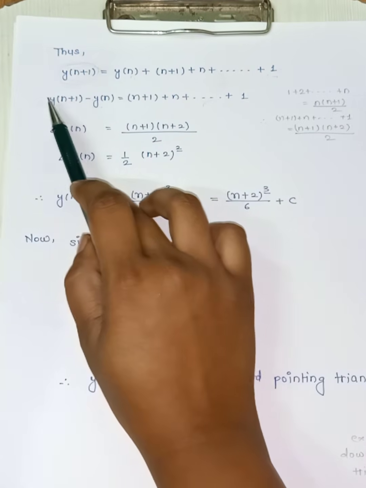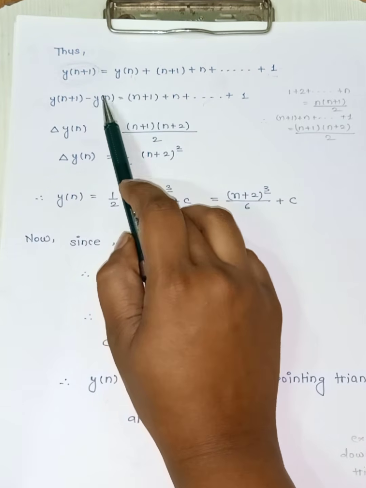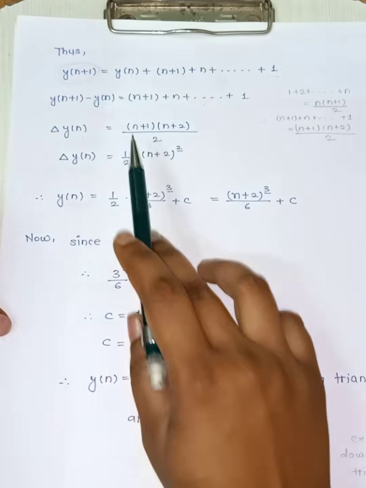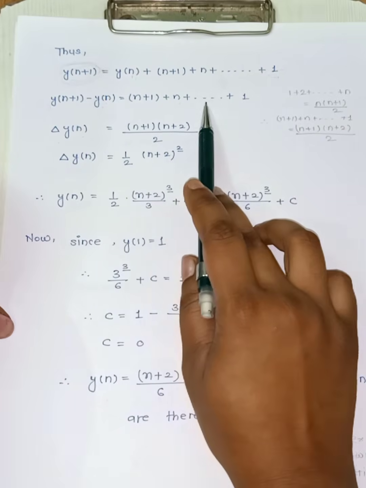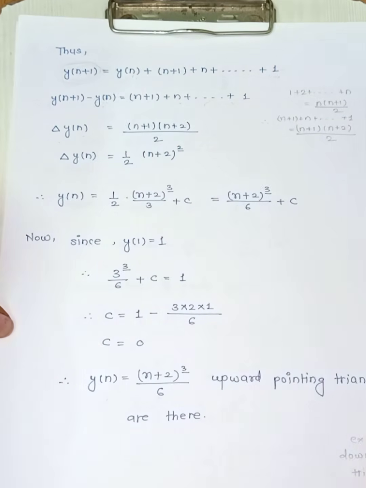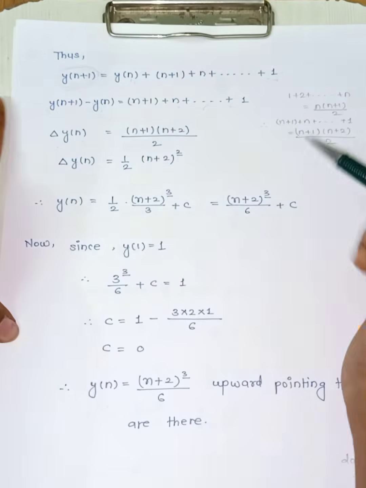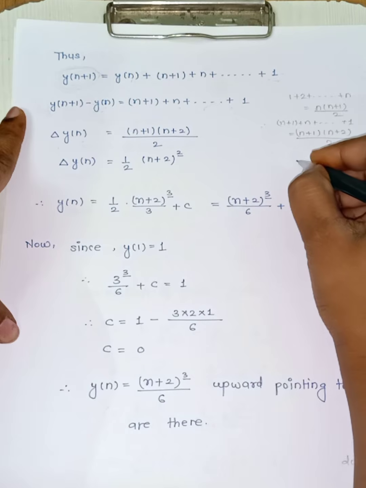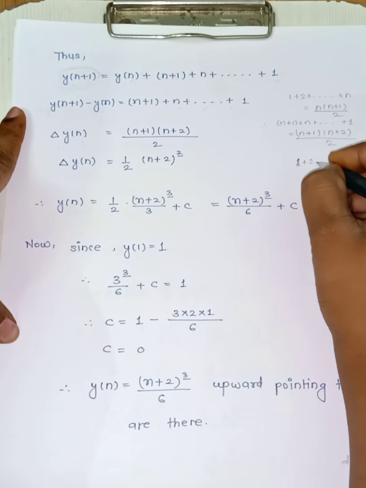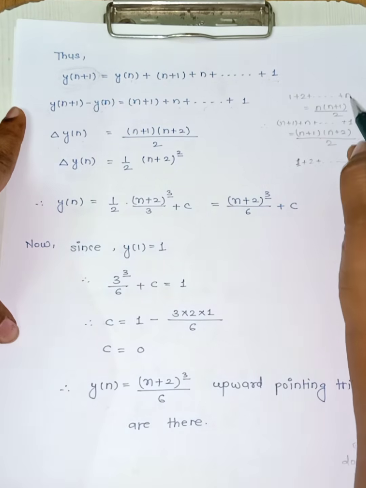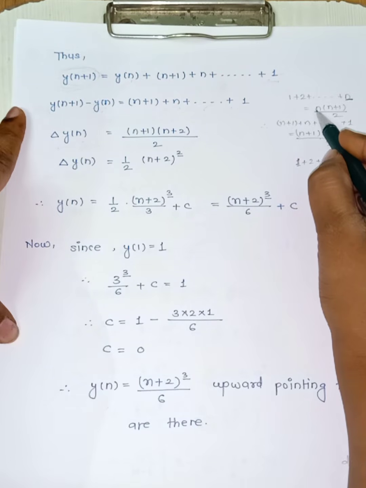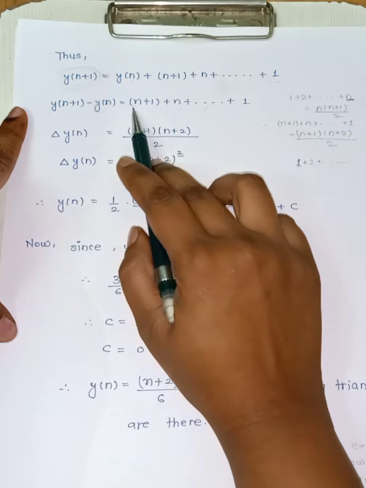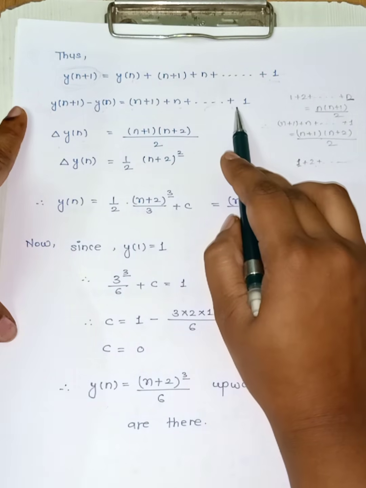So what is this? y of n plus 1 minus y of n. We can write it like delta y of n. Okay, and equals to n plus 1 plus n plus up to so on plus 1. If we write, or we can say if we count 1 plus 2 plus up to so on up to n, we can write n into n plus 1 by 2, correct? And we have now n plus 1, n, up to so on, 1.